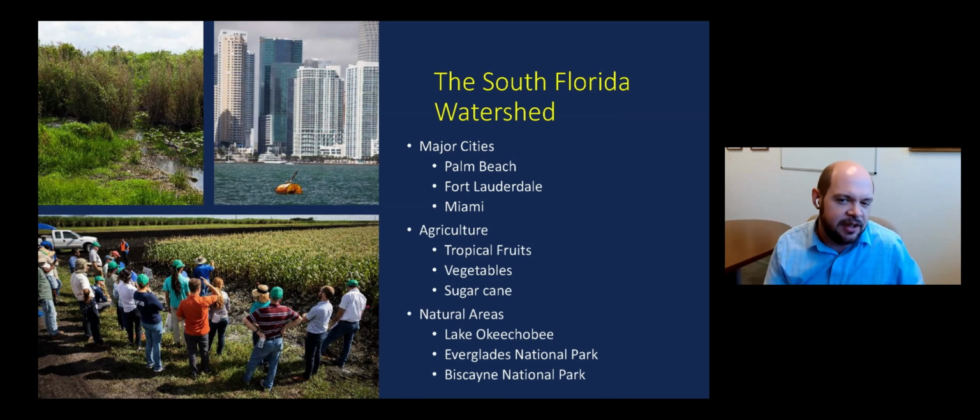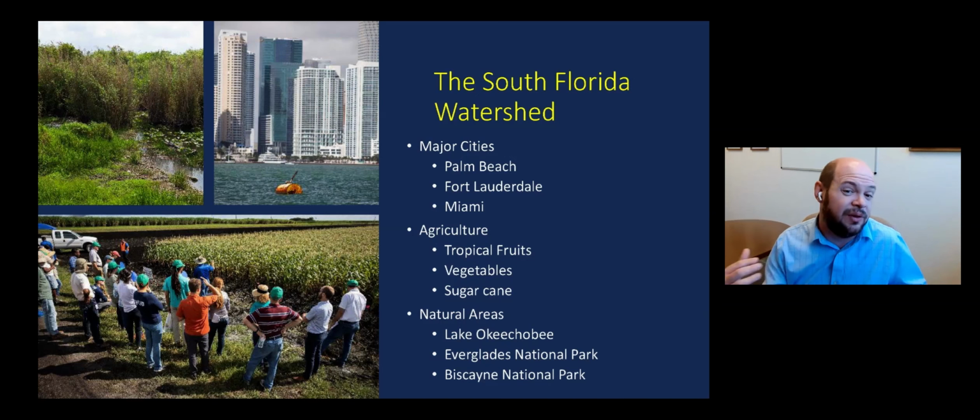It's got major cities, including Palm Beach, Fort Lauderdale, and Miami. It's got a lot of agriculture, tropical fruits like mangoes, vegetables, and sugarcane. And then there's really beautiful and really interesting natural areas like Lake Okeechobee, Everglades National Park, and Biscayne National Park. So there's a lot of conflicts and competing interests down there, ecologically, socially, economically, etc. So that leads to a lot of plumbing to move the water where we want.